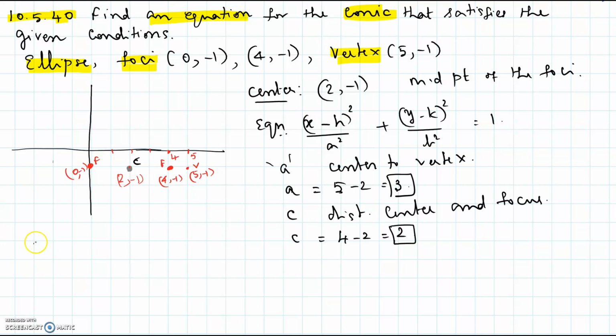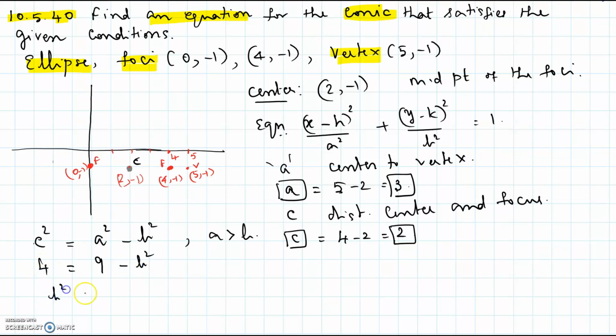In an ellipse, a, b, c are connected by the relation c squared equals a squared minus b squared. We also know a is more than b in an ellipse. So a squared equals the square of 3, that is 9. c equals 2, so c squared is 4. So we can find b squared. b squared is going to be 9 minus 4, which is equal to 5. So we know a, we know b.